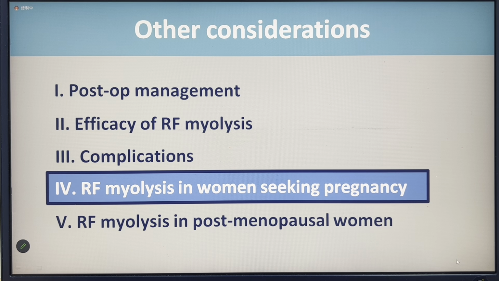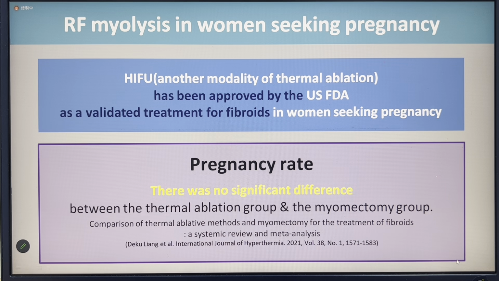RF myolysis in a woman seeking pregnancy. Another modality of the thermal ablation, HIFU, has been approved by the United States FDA as a validated treatment for fibroid in women seeking pregnancy. Therefore, RF myolysis is expected to show similar results. According to systemic review and meta-analysis for comparison of thermal ablative method and myomectomy, there was no significant difference in pregnancy rate between both groups.